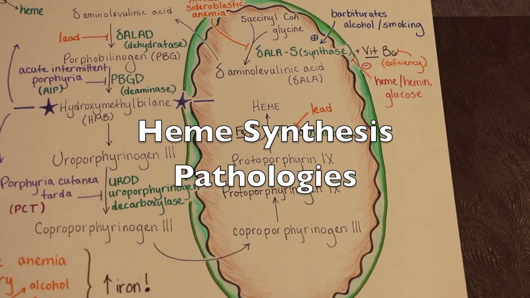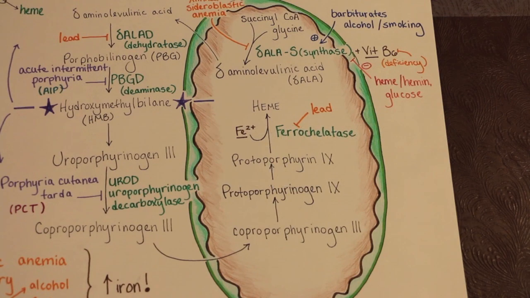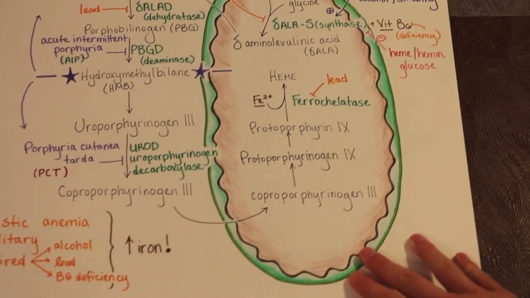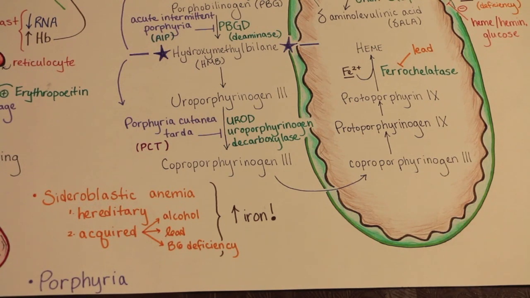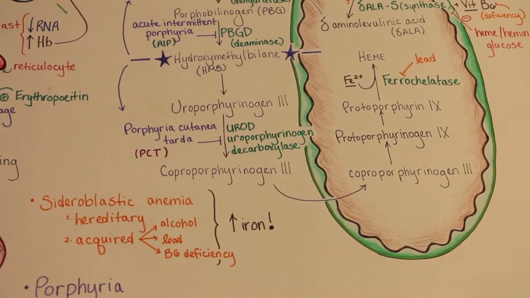So, as you would have guessed, since this is such a complicated pathway to make heme, there's got to be a lot of different pathologies that can affect this pathway. So sideroblastic anemias are a large collection of conditions where there is a microcytic anemia due to a defect in heme synthesis. Specifically, this affects protoporphyrin production.